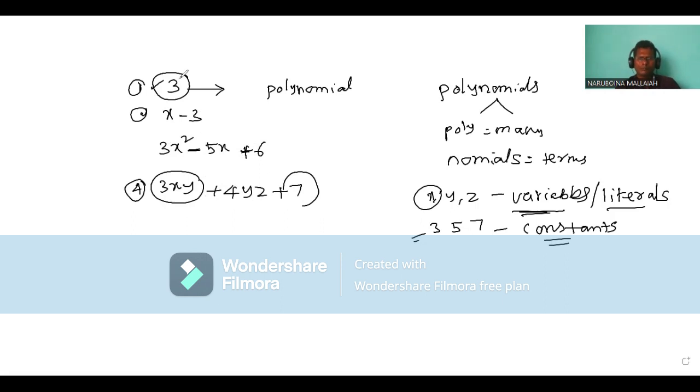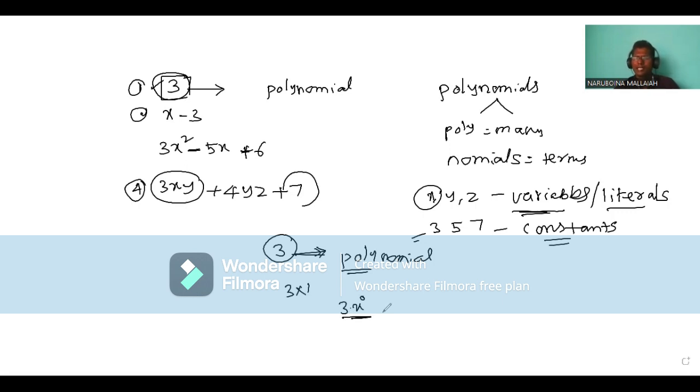So here, in the first example, 3 is given. 3 is a number. We think that it is only a constant, not a polynomial. This is also a polynomial. Remember, one term, a constant term, is also considered a polynomial. This is also considered an algebraic expression. 3 can be written as 3 into 1. 3 into 1 is 3. So 3 into 1 can be written as 3 into x to the power of 0. So here it becomes an algebraic expression.